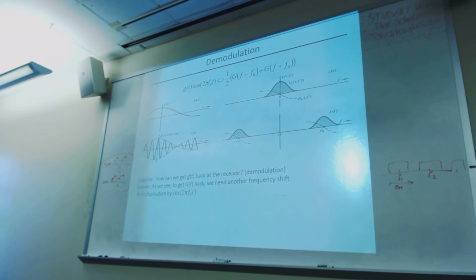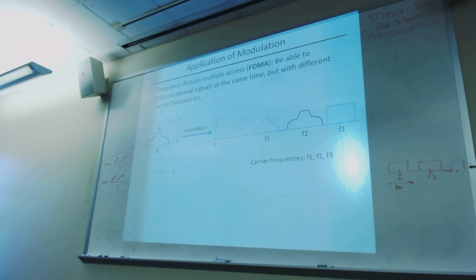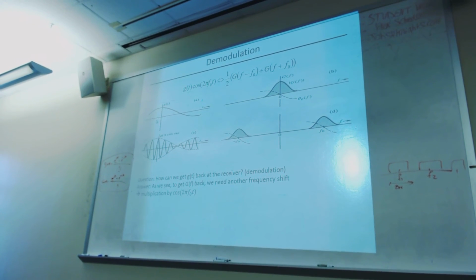Okay, now here is the demodulation. At the receiver, we call it demodulation. At the transmitter, we modulated our signal by multiplying by cosine and shifting the frequency accordingly. Now at the receiver, I have to do the demodulation. Demodulation means: how can I get my signal back, my g(t) back, if I have this? Any suggestion?